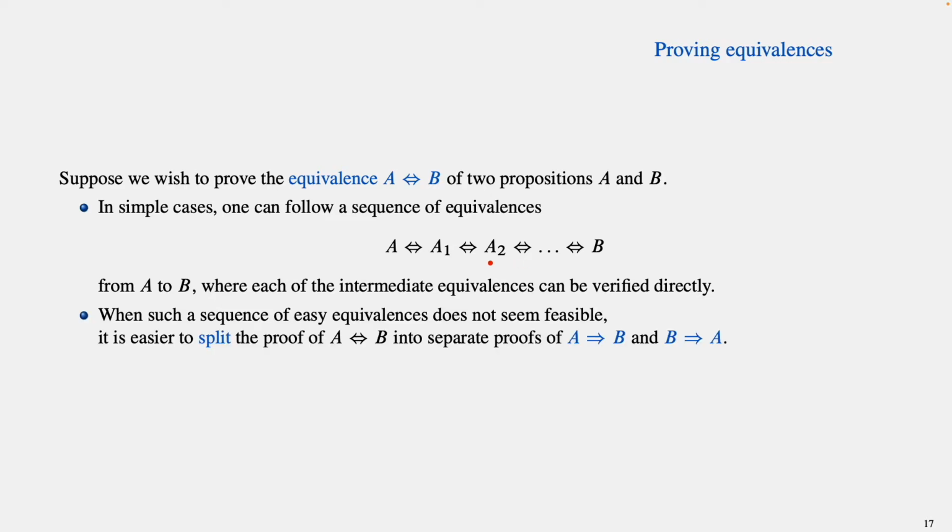But if such a sequence is not possible, then it may be easier to split the proof of the equivalence into two implications. So A equivalent to B is equivalent to A implies B and B implies A. So if we want to prove this, we can instead prove first that A implies B, and then we prove that B implies A. And if we've done that, then we've proved that the two statements are equivalent.